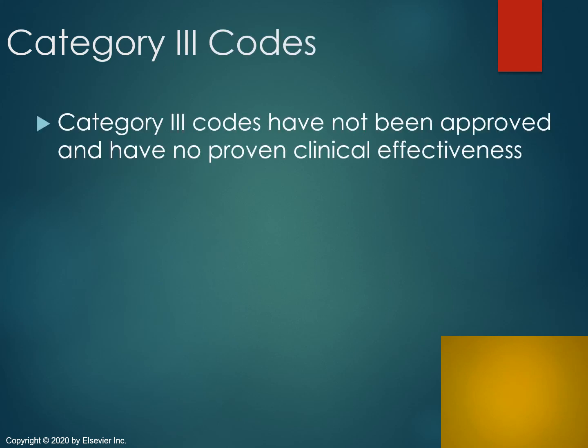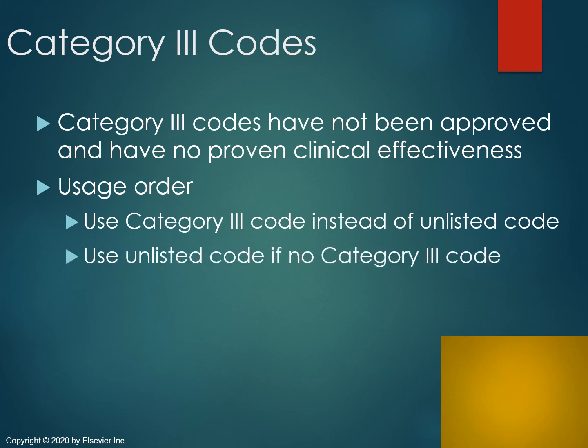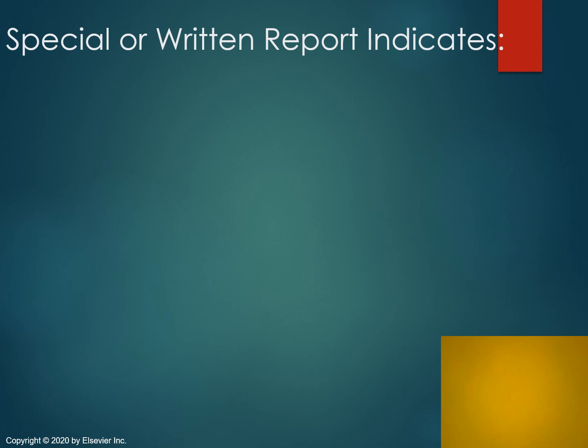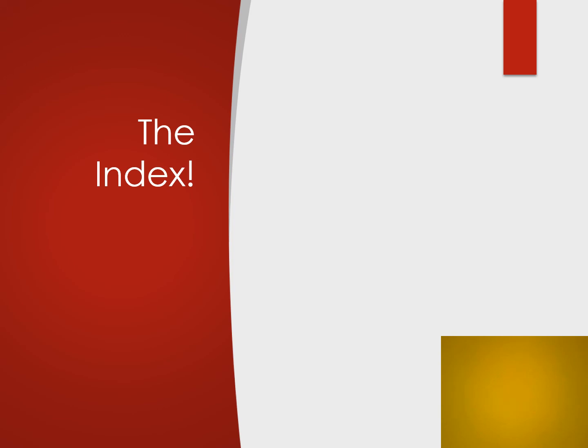Category 3 codes have not been approved or have no proven clinical effectiveness, and the usage, we use Category 3 codes instead of an unlisted code if the code describes the condition. We need a special report saying the nature, extent, the need, the time, effort, equipment used, photos, or medical journal articles if relevant. And then at the end, we have the index.